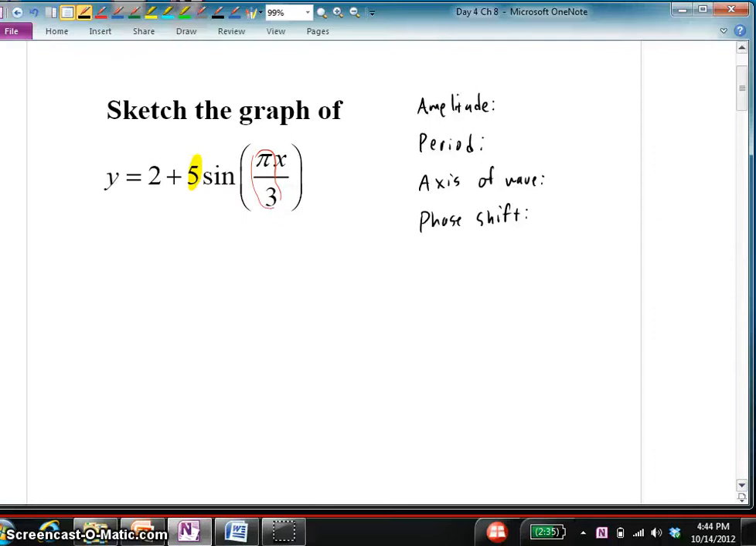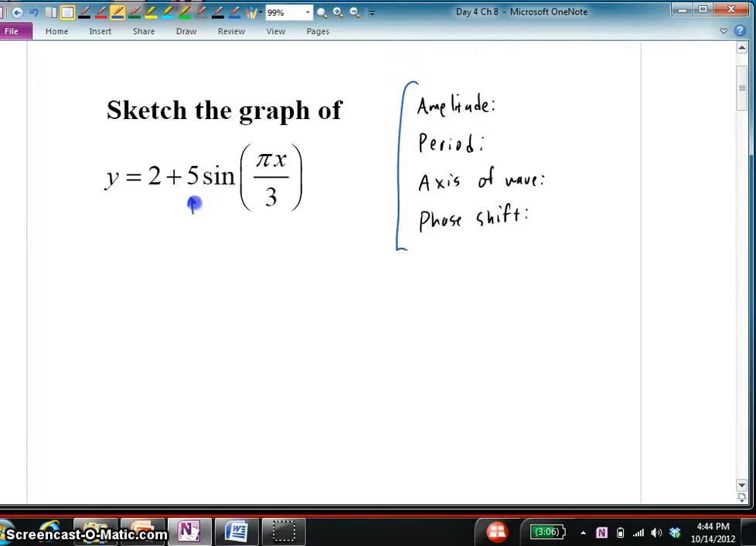Alright, this is the first in a series of videos going over the classwork from Monday. The first problem had you look at this and sketch a graph of this, so this is sort of review from last week. So what I'm going to do is list all the attributes, amplitude, period, axis of wave, and phase shift, by looking at this equation.